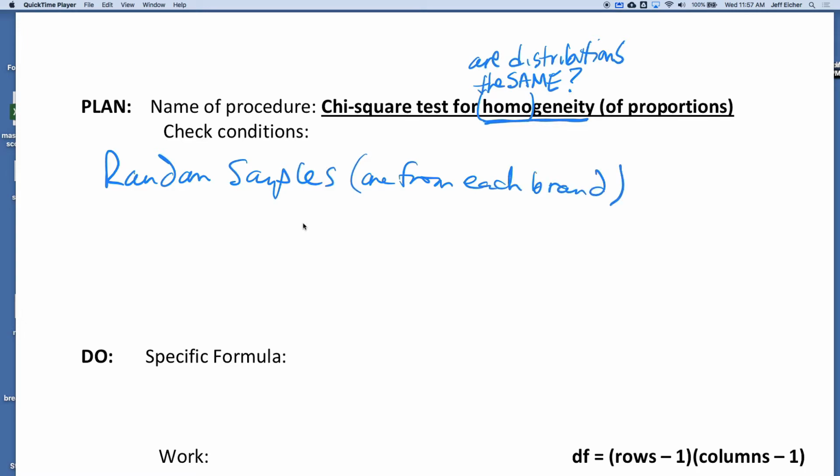I don't know if that's necessarily a good assumption. I hope that the bags that I purchased were representative of the color distributions for each brand. On the AP exam, you'd be told that you had random samples, or random assignment to treatments if it were an experiment.